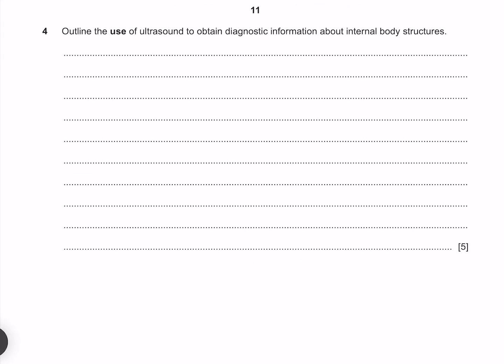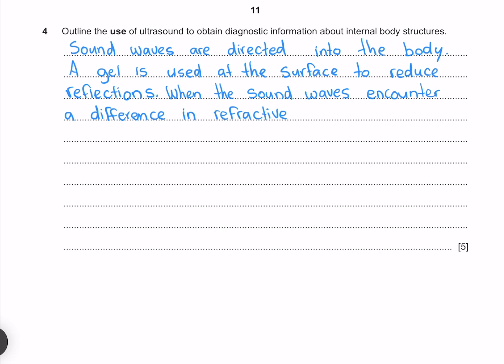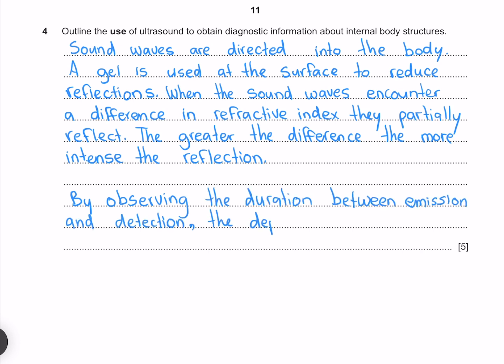Outline the use of ultrasound to obtain diagnostic information about internal body structures. Sound waves are directed into the body. A gel is used at the surface to reduce reflections. When the sound waves encounter a difference in refractive index, they partially reflect. The greater the difference, the more intense the reflection. By observing the duration between emission and detection, the depth of the reflection can be determined.